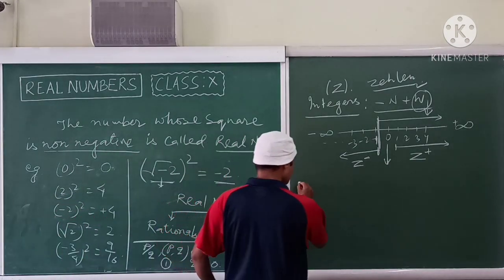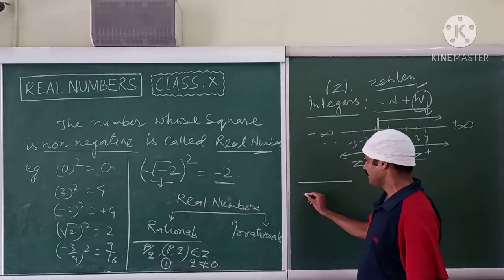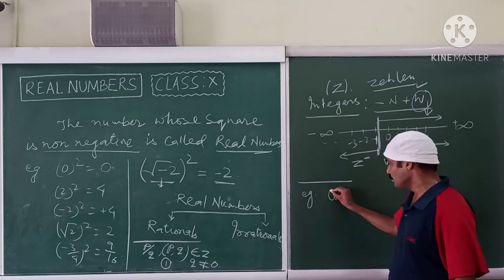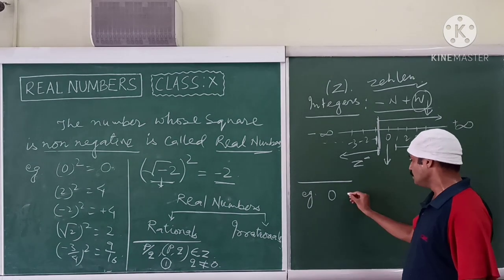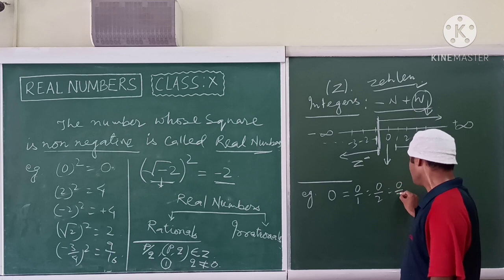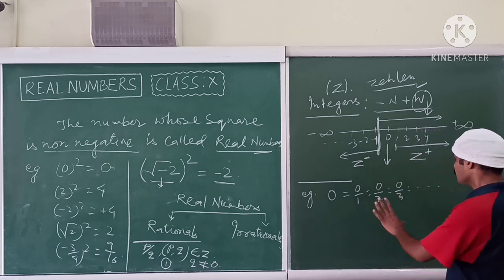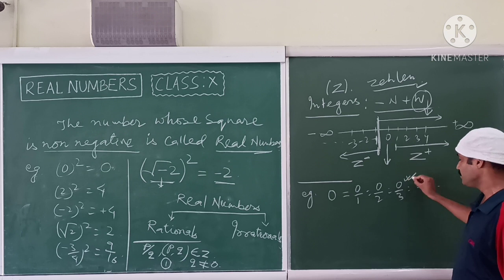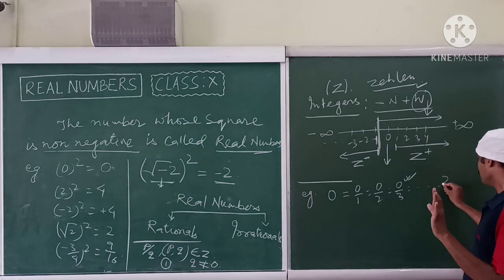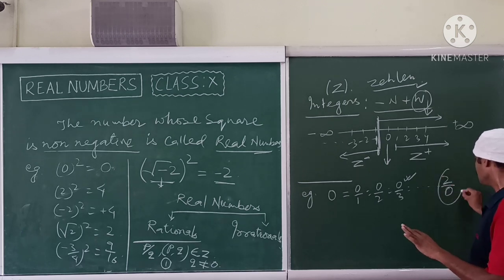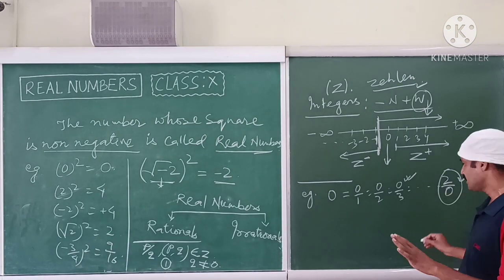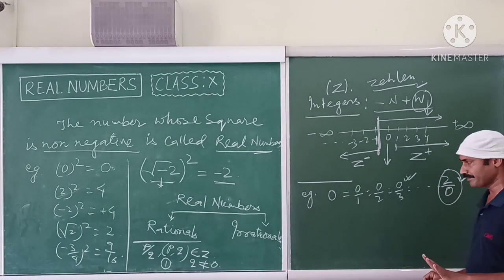Now for examples of rationals, take 0. 0 is also a rational number. How? 0 can be written as 0 by 1, 0 by 2, 0 by 3 and so on. The numerator may be 0, but the denominator should never be 0. If we write 2 upon 0, this is not a rational number. This type of number is called meaningless, or not defined.